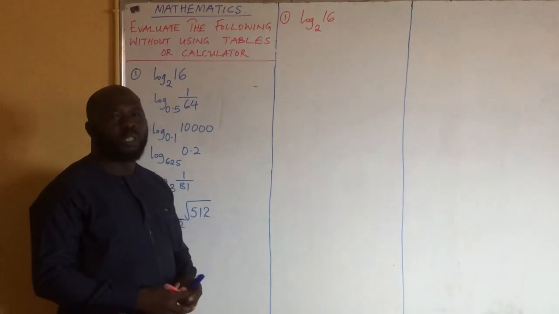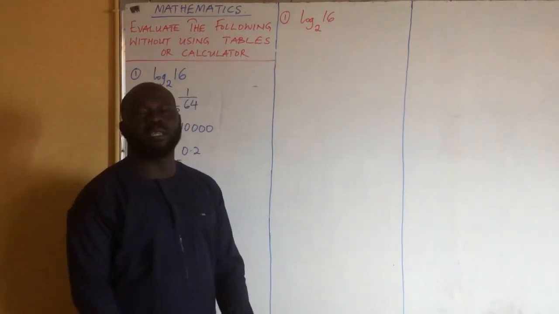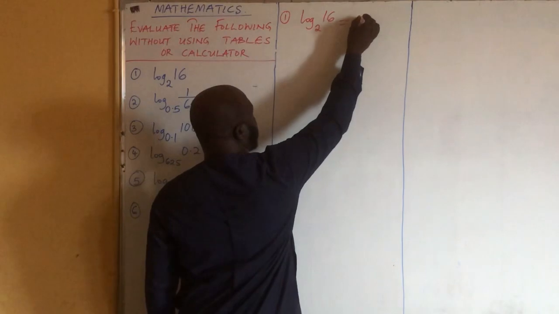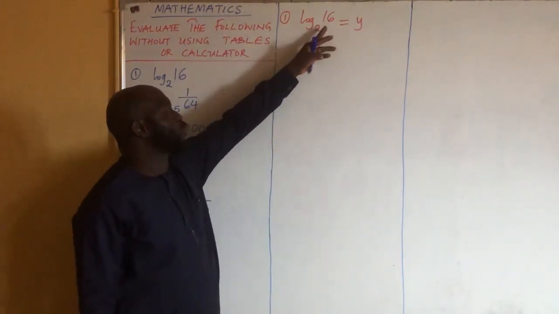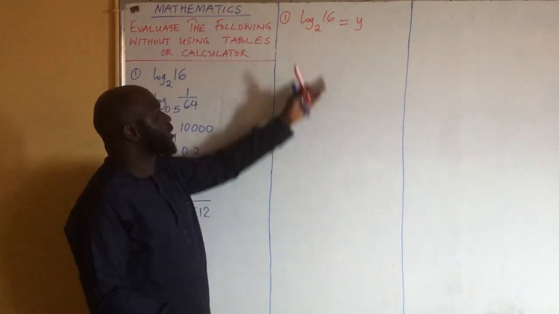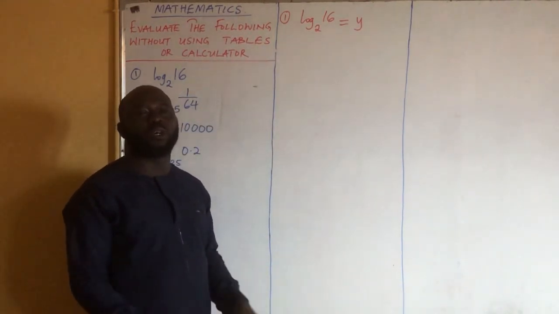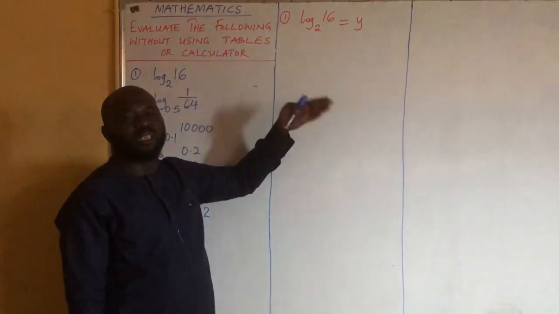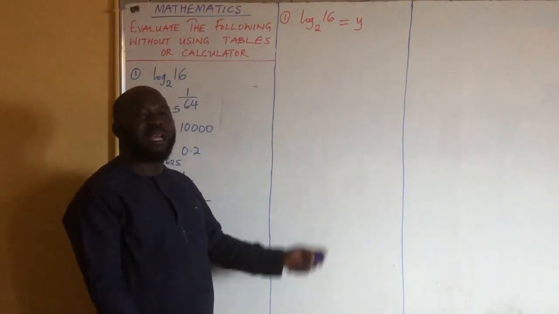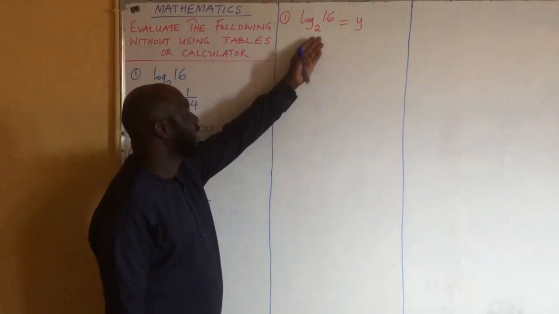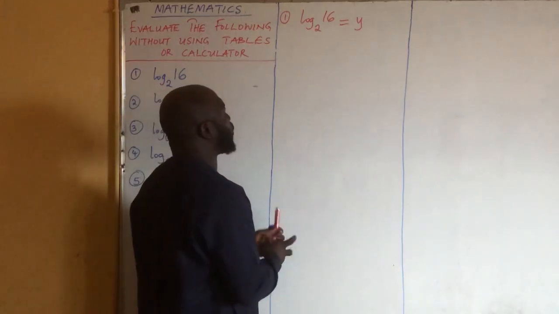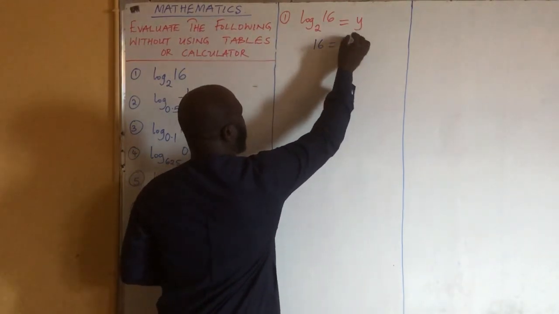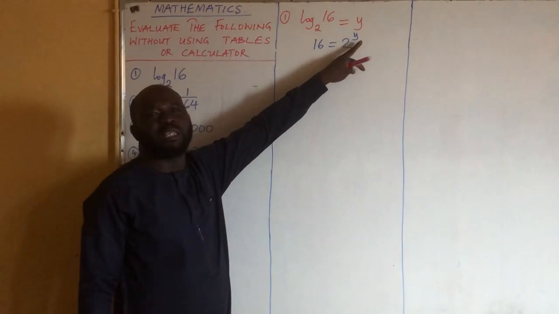The first thing you will do is to equate this to any variable, any alphabet of your choice. For this, let's start by saying it equals y. Logarithm in base 2 of 16 equals y. If you look closely now, it looks like what we have done in the past. This resembles a logarithmic expression, and any logarithmic expression, without wasting our time, we can turn into an index form. So we take this to index form, and that will lead us to 16 equals the base 2 raised to power y. This 2 raised to power y is already in index form.